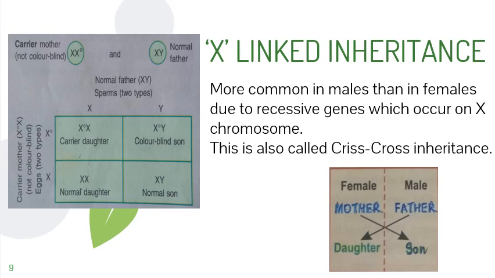So let's find out their offspring by using a Punnett square by crossing. So we will have one carrier and one normal daughter. If you observe this diagram carefully and cross it, we get one colorblind son and one normal son, because the son is getting it from a carrier mother.